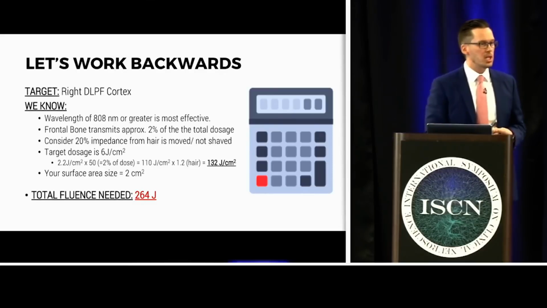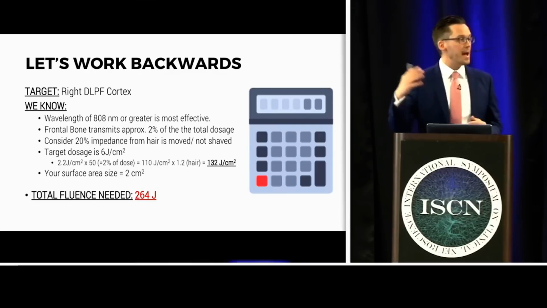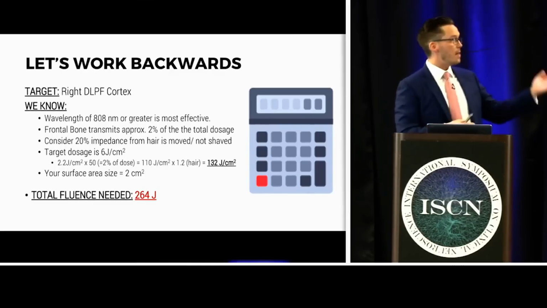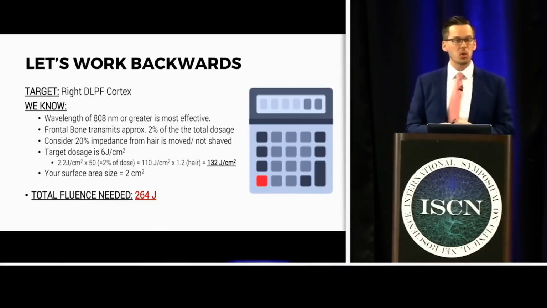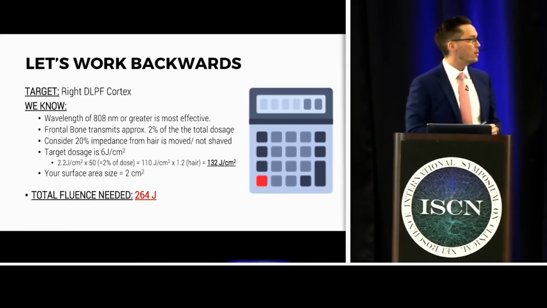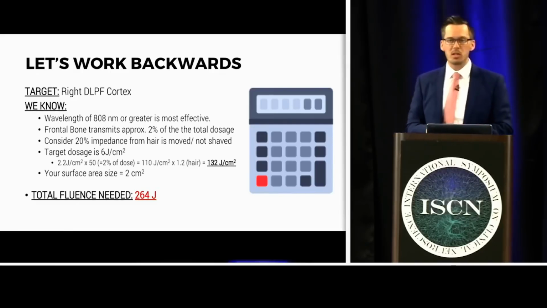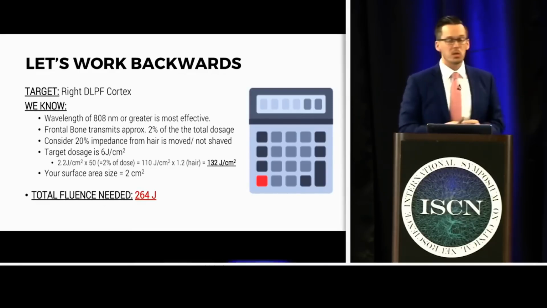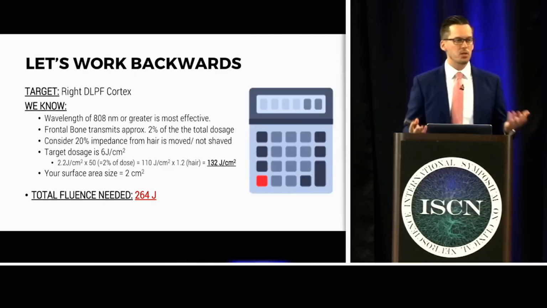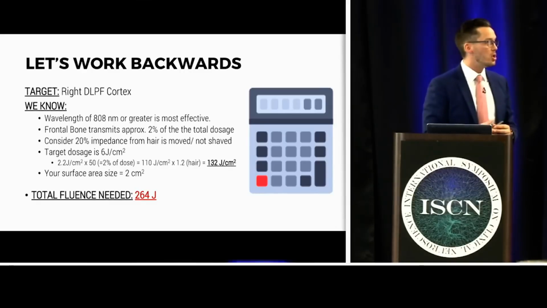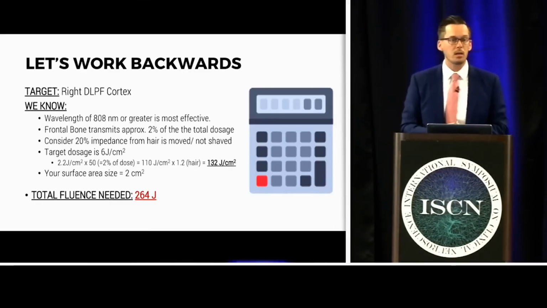And our target dosage that we said is at max 6 joules per centimeter squared, but we're going to want to shoot for 2.2. So we've got a math equation, 2.2 joules per centimeter squared. That's our target tissue fluence. So if only 2% of the dose gets through, we're going to have to multiply that times 50, right? And that equals 110 joules per centimeter squared. We're going to give an additional 20% for some interference with follicles and hair. So our estimated dosage is 132 joules per centimeter squared.